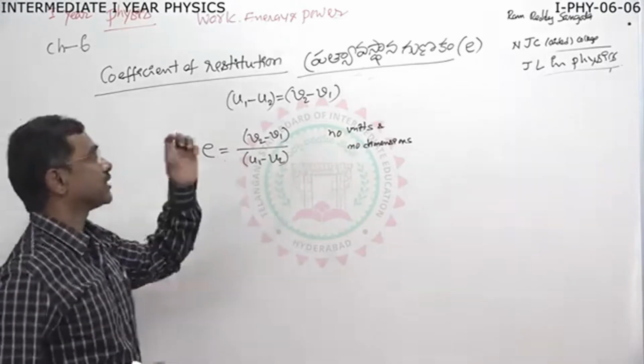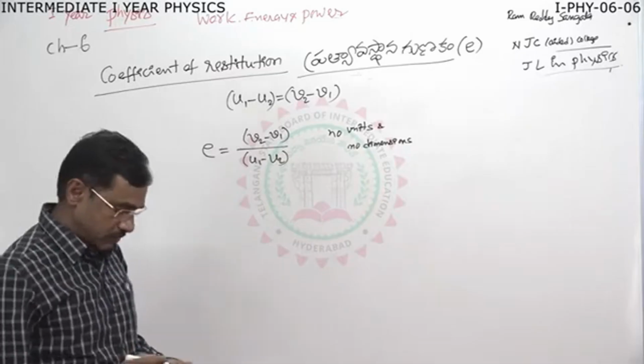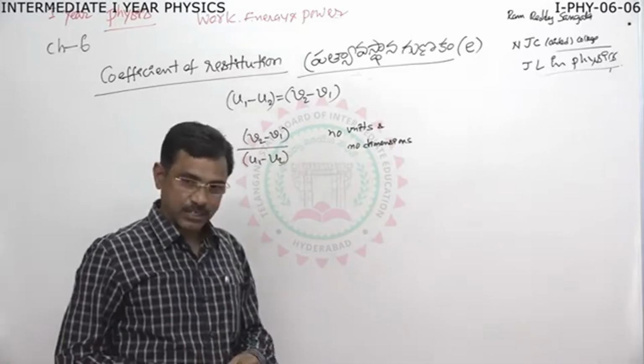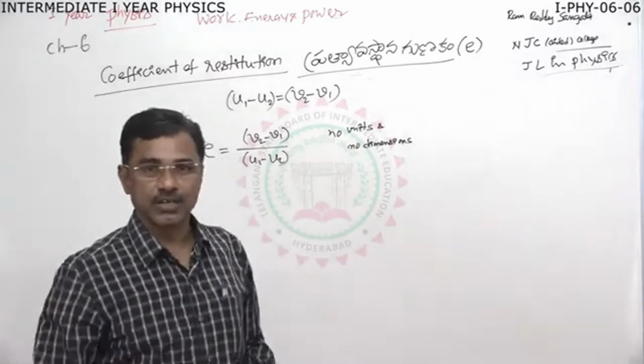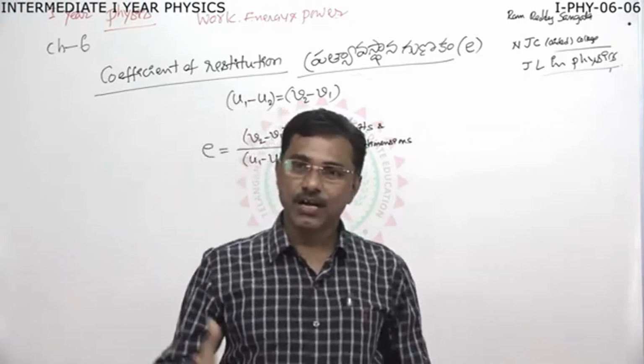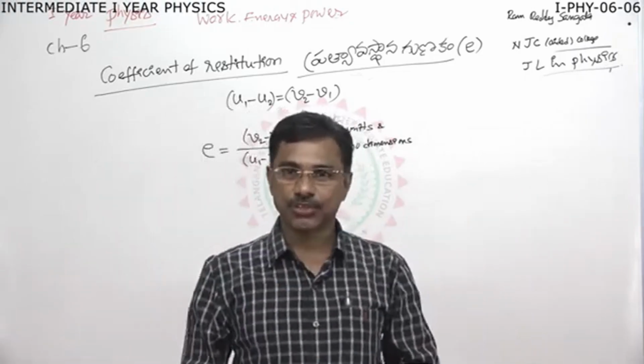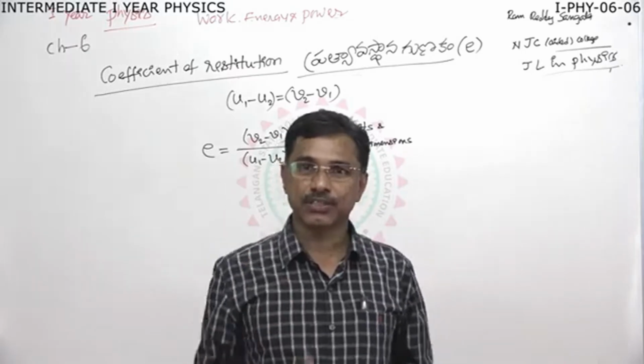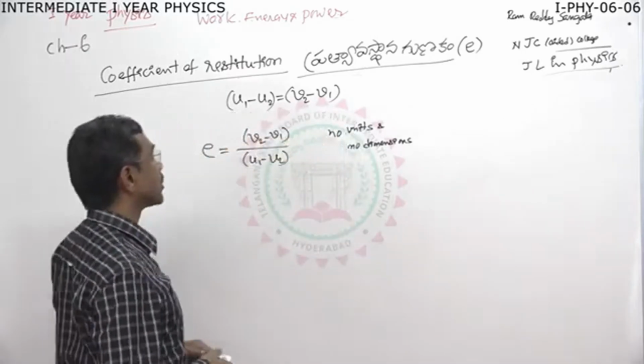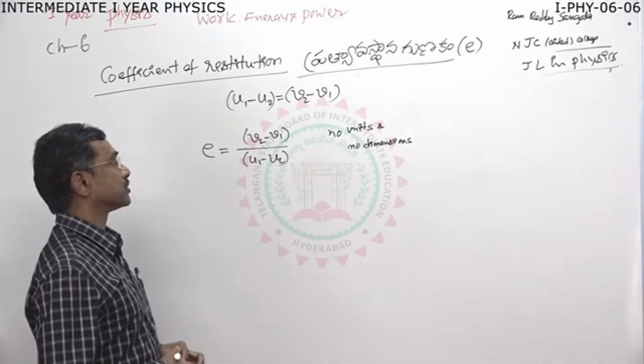అలాగే తెలుగులో ప్రత్యావస్థాన గుణకం అంటారు అనమాట. సాపేక్ష వేగాలు, అభిఘాతం తర్వాత సాపేక్ష వేగాలకు, అలాగే అభిఘాతానికి ముందు సాపేక్ష వేగాలకు ఉండే నిష్పత్తినే మనం ప్రత్యావస్థాన గుణకం అంటాం అనమాట. మళ్ళొకసారి రిపీట్ చేస్తాను.